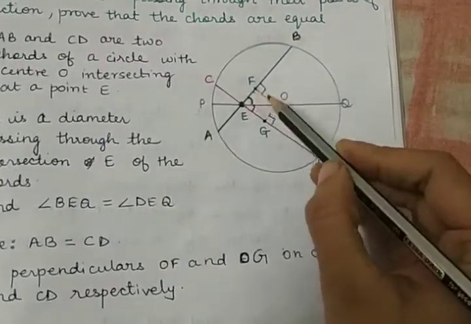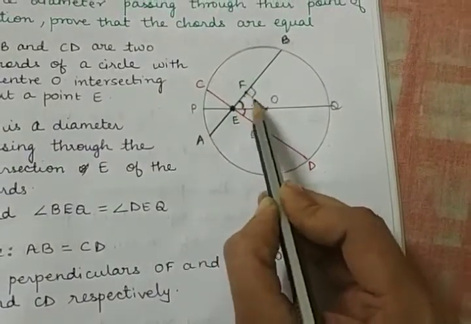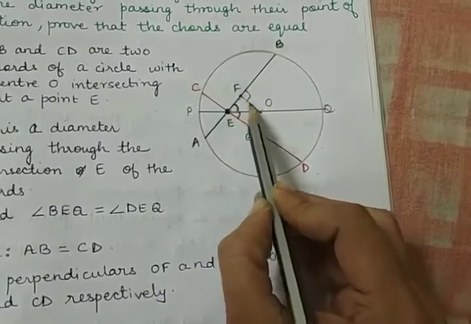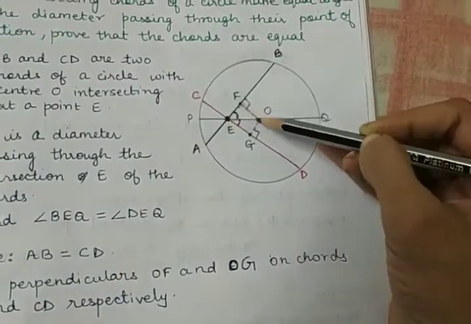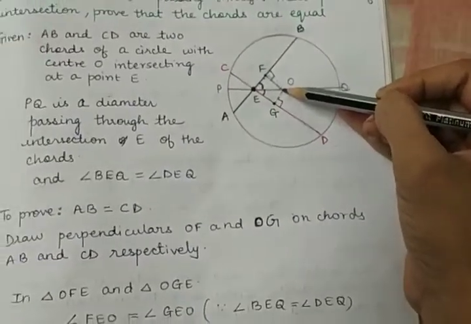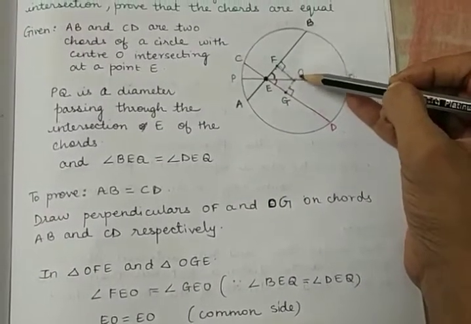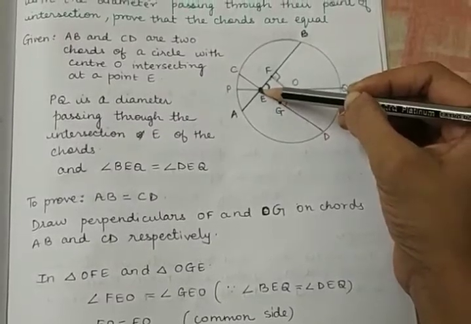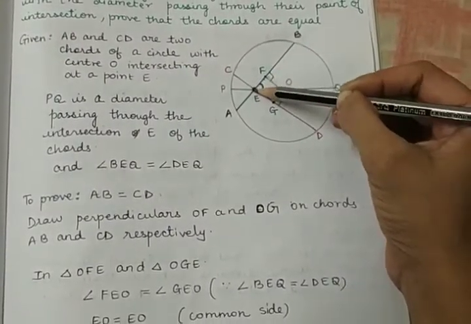Now in order to show that this is equal to this, I will have to consider these two triangles. If I show that these two triangles are congruent, then by CPCT I can say this side is equal to this side. So let us take the two triangles, triangle OFE and triangle OGE.